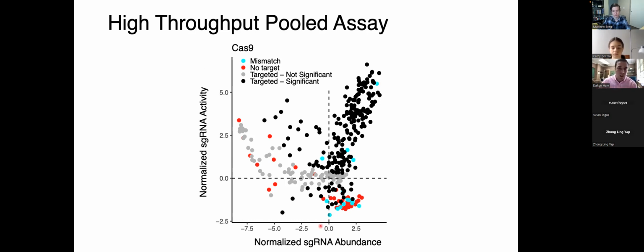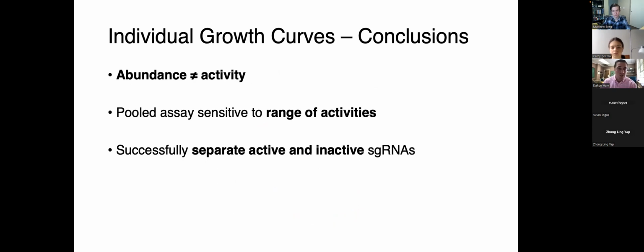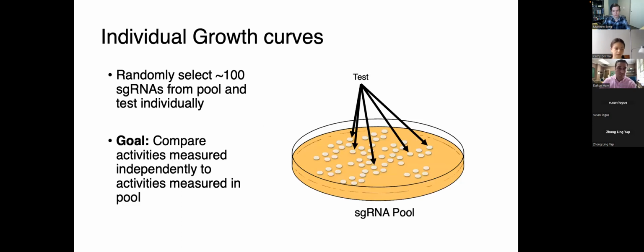But as we see here, a lot of guides are to the right of the 0 on the x-axis, meaning they're high in abundance, however, not necessarily high on the y-axis, meaning high in activity. Conversely, we see some low in abundance that are high in activity. So this assay is able to account for that, which is helpful. The conclusions we could draw are that abundance does not necessarily equal activity. We can see a range of activities, and furthermore, we can separate active and inactive guides successfully.